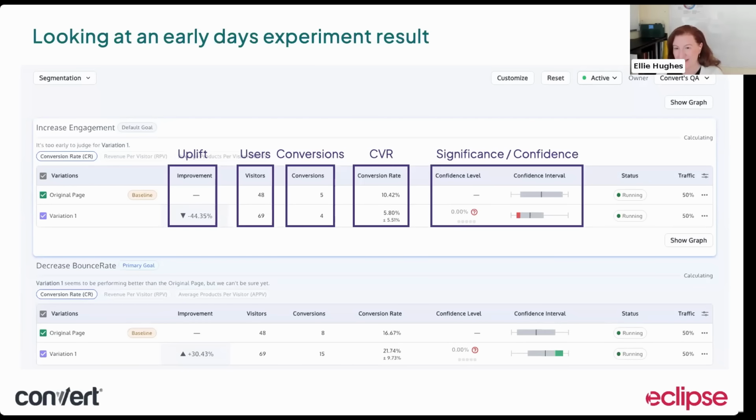So if I was interpreting this experiment result, if I had already sample sized this test and it had said that I need 20 days, and this was day 1, I probably would just let this sit. I wouldn't go, oh, it's really negative. Oh, it's minus 40%. I wouldn't do that. I would let it sit, because I can also see that the increased engagement and decreased bounce rate, they're both doing different things. They're going in very different directions. They're both things I wanted to monitor, but they're very, very early on in the experiment runtime.